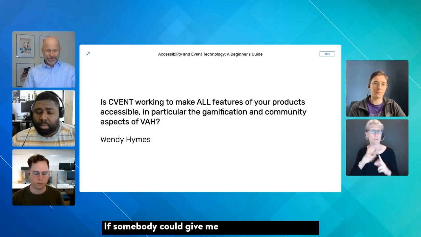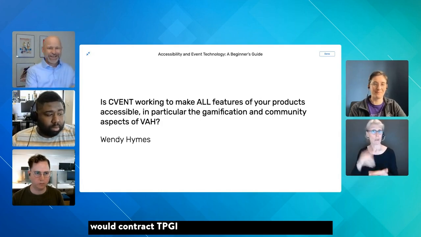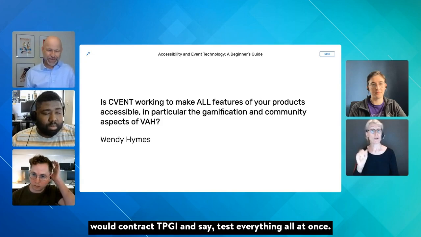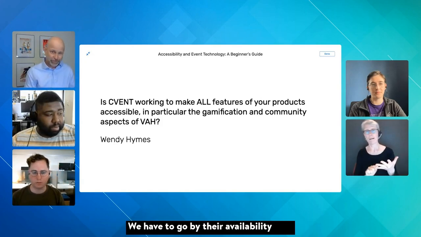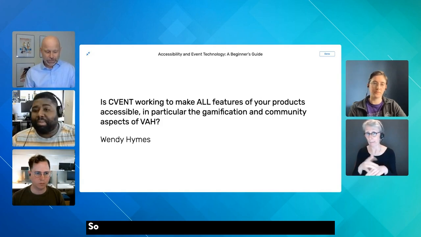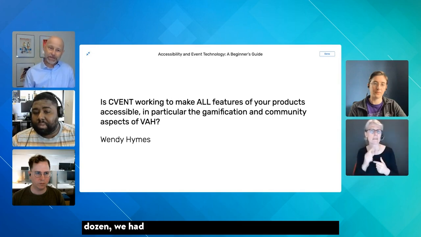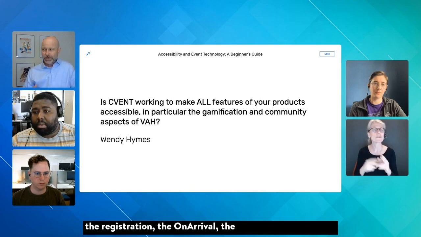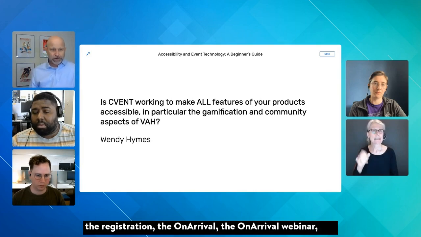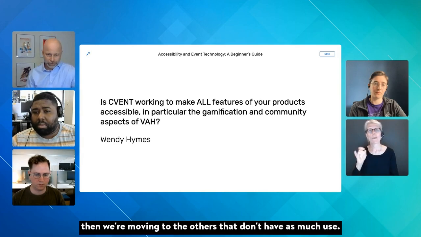If somebody could give me large sums of money, I would contract TPGI and say, test everything all at once. We have to go by their availability and funds to test all the products. So dozens of products. I'm sure a couple dozen, three dozen. We had to start with the really public-facing ones. So the registration, the attendee hub, the on arrival, webinar, and then we're moving to the others that don't have as much use.